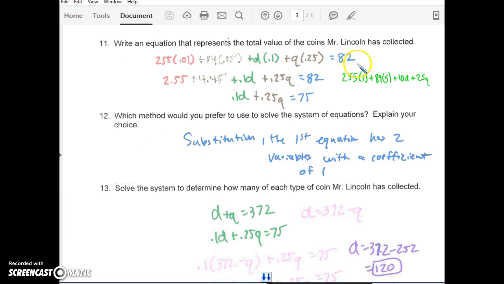So if we have $82, that really means we have 8,200 cents. So now this system right here, the numbers are big, but you're not dealing with the decimal issue. So again, your call on what you want to do. Think of it the easiest way that makes sense for you.